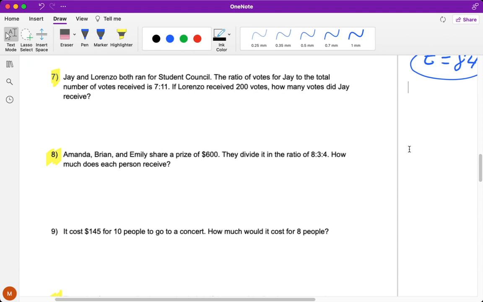The ratio of votes for Jay to the total number of votes received is 7 to 11. So here they gave me part to whole. If Lorenzo received 200 votes, how many votes did Jay receive in total? Or how many votes did Jay receive?